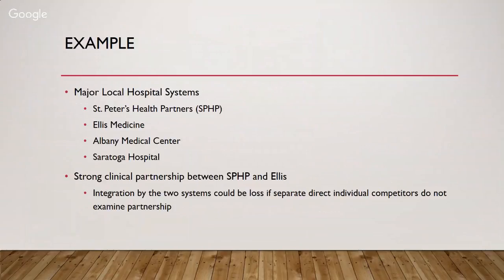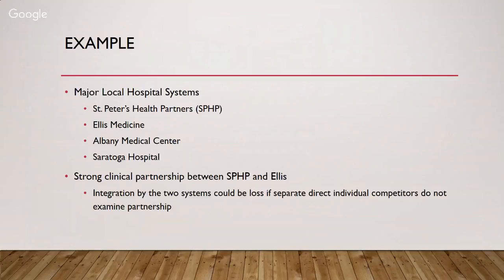A very good example of this is if we look at the Albany, New York area where I live. There are several different major local hospital systems. St. Peter's Health Partners, based in Albany, Ellis Medicine, based in Schenectady, New York, Albany Medical Center, which is in Albany, New York, and Saratoga Hospital, which is to the north of Albany in Saratoga Springs, New York. If we look at these major hospital systems and do a competitive analysis of these systems, we would look at each of the competitors individually as we see them in the market of the capital region.